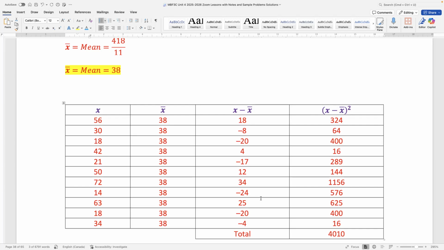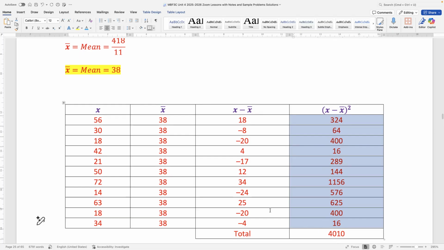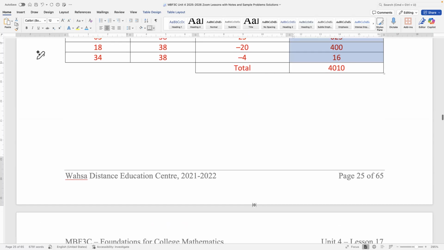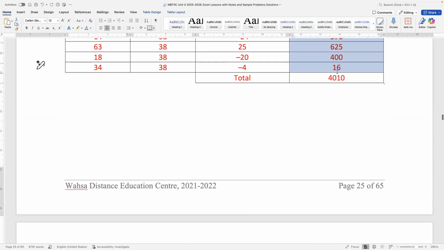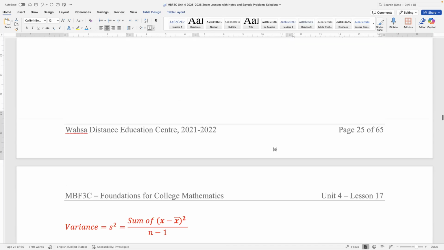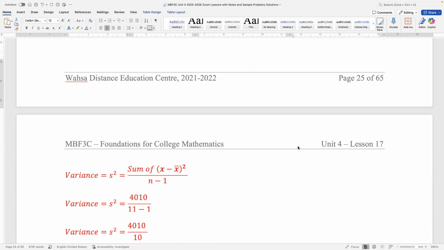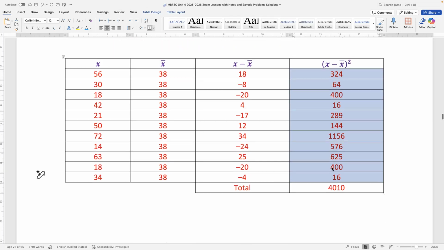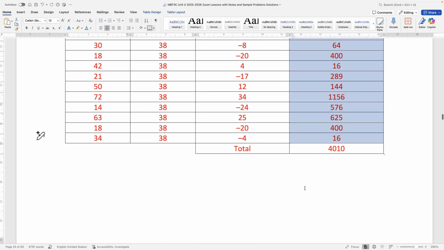We did 2 examples like this yesterday. Once we get the 4th column, we get all of these values. Then we add up all the values from that column, and we'll get 4,010. The variance is simply the sum of X minus X bar squared, which is this column right here, all of those numbers added up: 4,010.